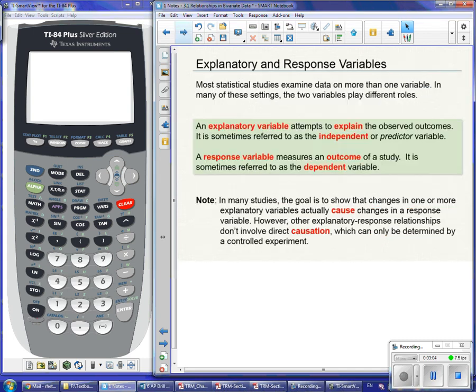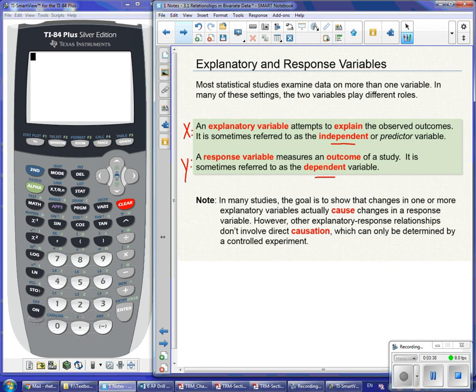So let's make sure we understand the difference between an explanatory and a response variable. An explanatory variable is one that attempts to explain the observed outcomes. It's sometimes referred to as the independent variable or a predictor variable, and it's usually going to be represented by the variable X. The response variable measures the outcome of a study, and it's sometimes referred to as the dependent variable. And so we usually use the variable Y to represent a response variable. So I think in science class you use the terms independent and dependent. Even in math classes, I think you've just used independent and dependent.